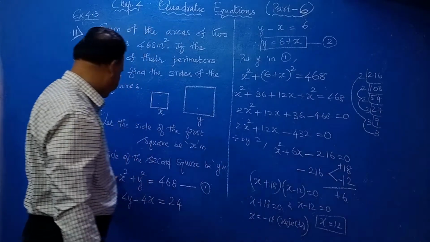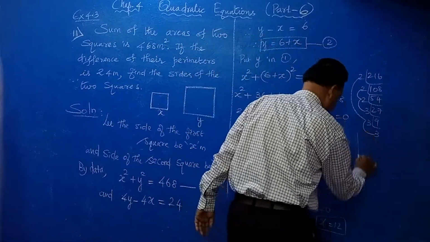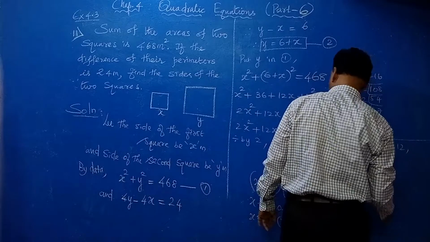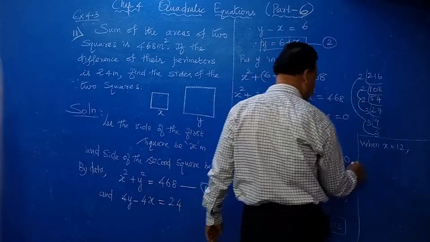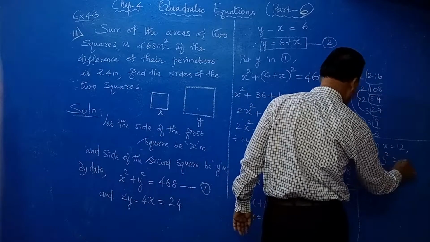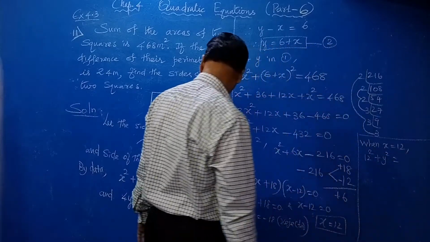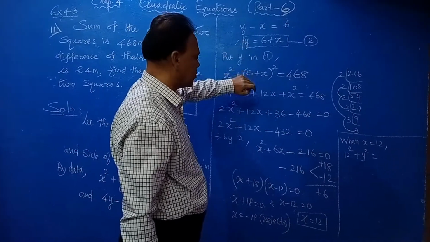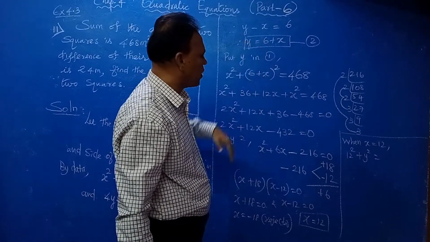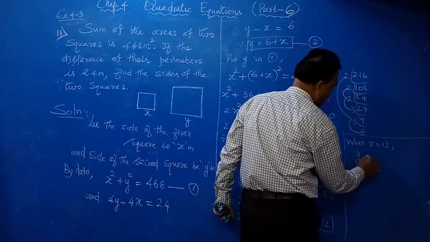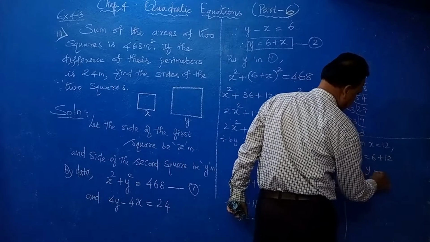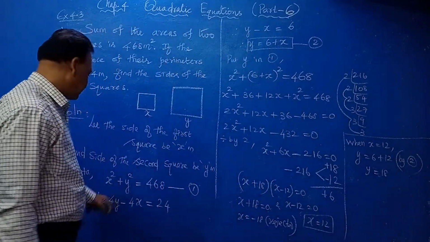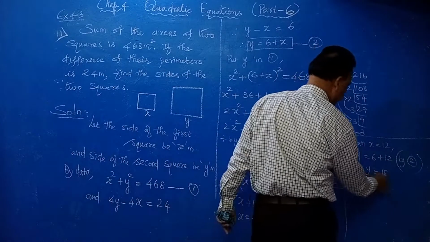But when x is equal to 12, you have to find out y. Use equation 1, that is 12 squared plus y squared equal to 468. Or better, you can use the second equation also, since only y we have to find out. X is equal to 12, y easily we can find out. Y equal to 6 plus 12, that is y equal to 18. Here we use equation number 2. Same answer you will get here also. So y equal to 18.